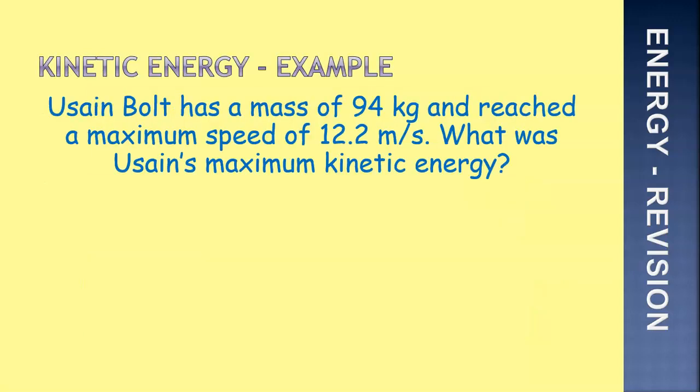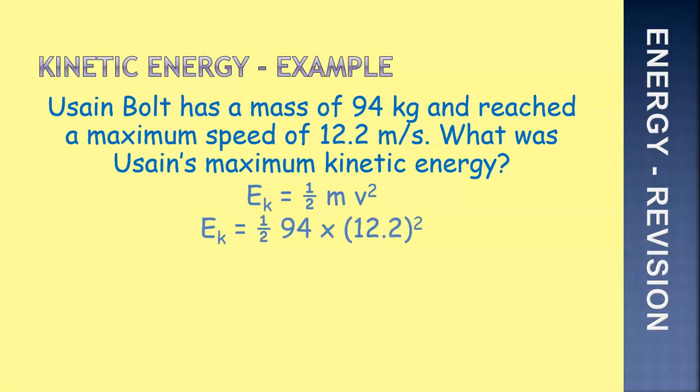Okay, kinetic energy. So, here's an example. Usain Bolt has a mass of 94 kilograms and reached a maximum speed of 12.2 meters per second. What's his kinetic energy? Kinetic energy is half mv squared. That's mass times velocity squared. So we take our values from the question.